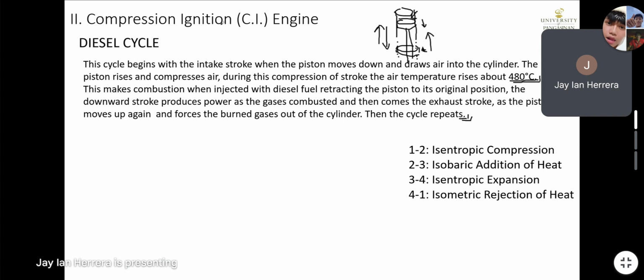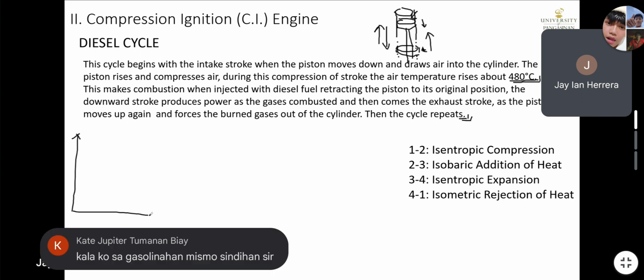Pero lang. Ayun lang. So, i-drawing natin yung PV and TS diagram natin. Mabilis lang, para punta tayo dun sa next.